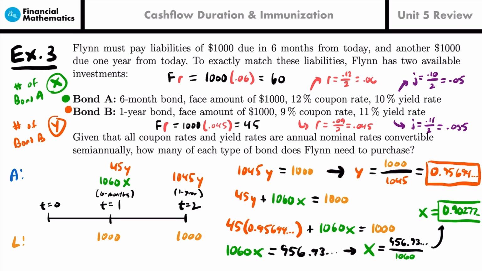All right, and so that's it. We have now found both X and Y, or the number of each of these bonds that Flynn must buy in order to match his liabilities of 1,000 6 months from today and 1 year from today. Now, realistically, it doesn't make sense for somebody to buy 0.95 bonds or 0.902 bonds, right? That doesn't really make sense. You can't do that. But mathematically, these are the right answers to this problem, so we're good. All right, let's move on to the next review problem.